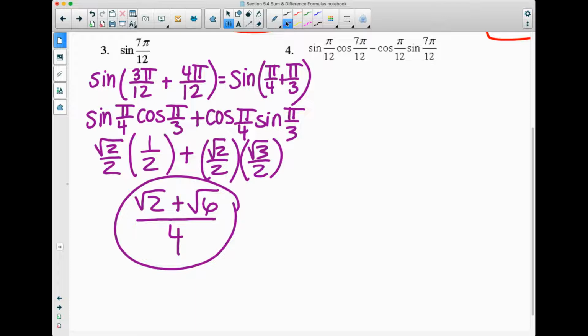Shouldn't that be minus? If they're plus and it's a sine one. So the sine of alpha plus beta is a plus in between. Yeah, it's a plus.